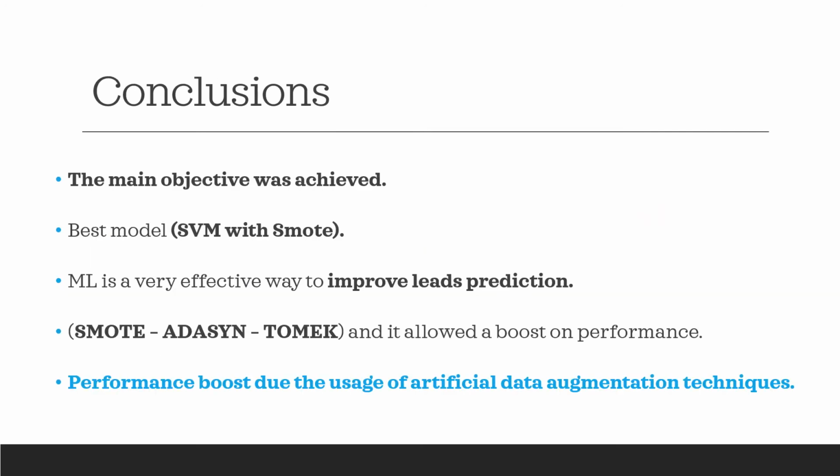We can say that we achieved the main objective. We found the best model, SVM with SMOTE, and stored it at the company's server. Machine learning appeared to be a very effective way to improve leads prediction.